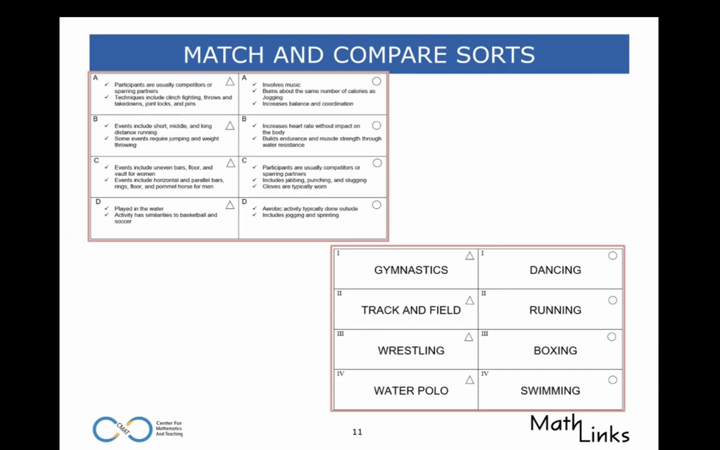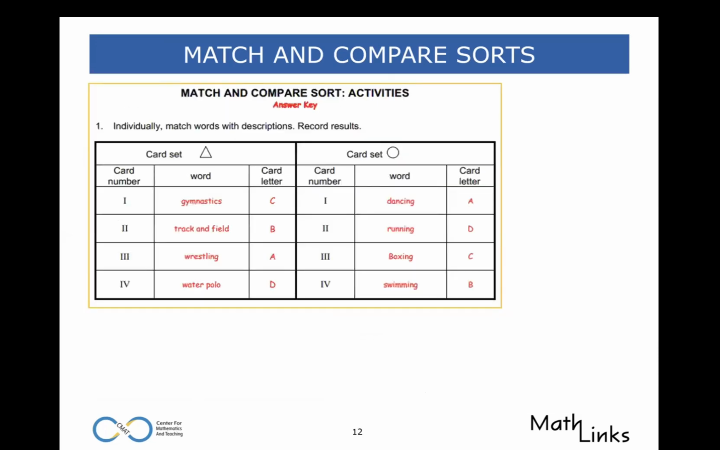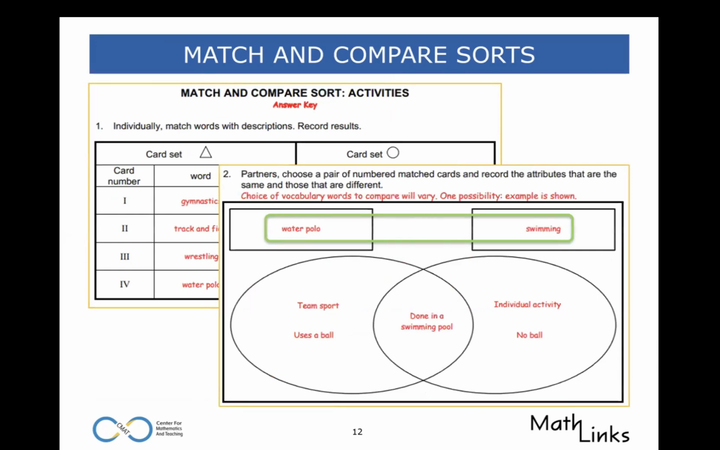Match and compare sorts are card sort activities where students make vocabulary connections as they practice reading, speaking, and listening to one another. For this introductory example, the student with the triangle cards matches the physical activities to their descriptions, and the student with the circle cards does the same. Then they go through each pair together and agree on all the matched cards, record their results, and compare and contrast together in the Venn diagram. More word pairs can be compared as desired.